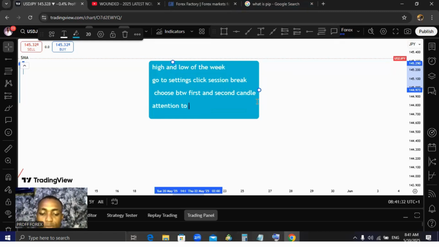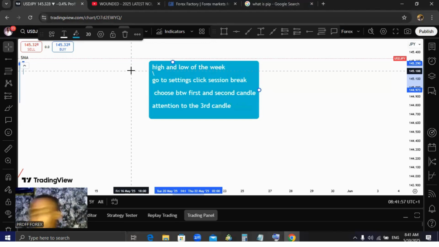Pay attention to the third candle. The third candle will help you determine what the market could do for the week. So this is how simple the high and low strategy will work. How to determine the high and low strategy.